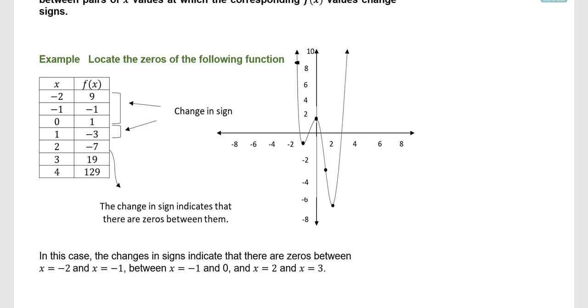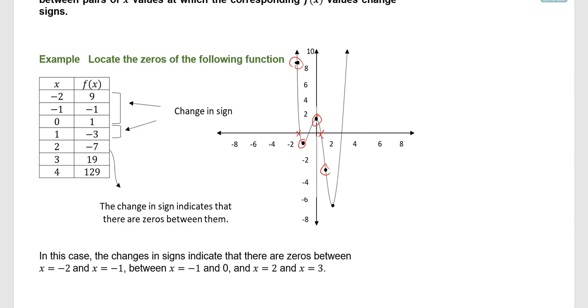You can see here that at negative 2 for x, the function value is 9. At negative 1, the function value is negative 1. So here, obviously there's a zero. From 9 to negative 1 there's a change in sign, so somewhere between here it crossed the x-axis. From 1 to negative 3, again, somewhere between here there's a zero. It crossed the x-axis.